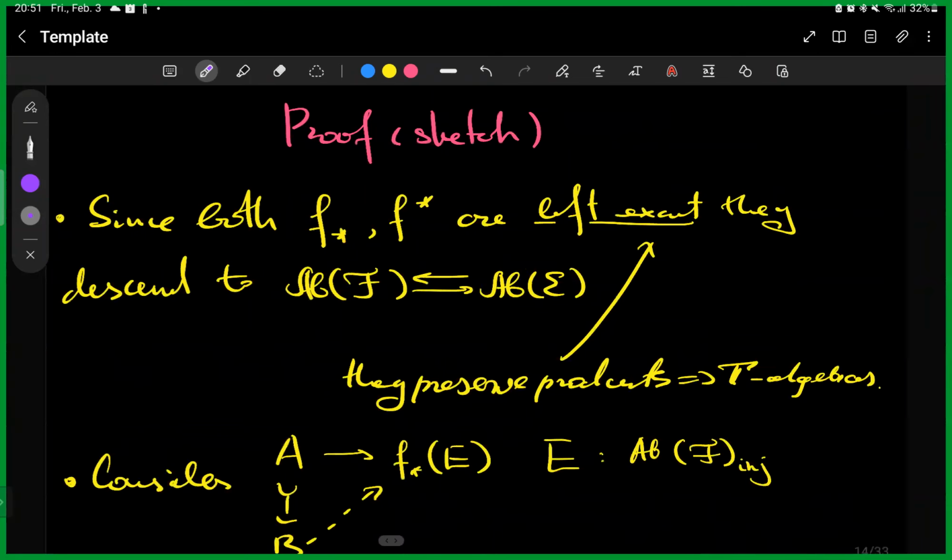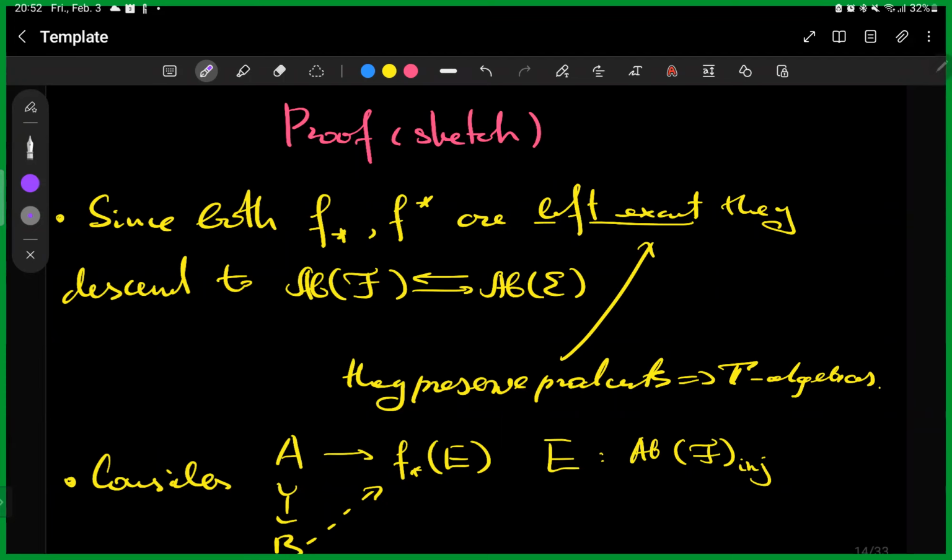Okay, so the first part is precisely as I said. Since both functors are left exact, they preserve products. This means that they preserve T-algebras for any Lawvere theory T in particular. For the Lawvere theory of abelian group objects, they are also preserved, and we have an adjunction between categories of algebras.